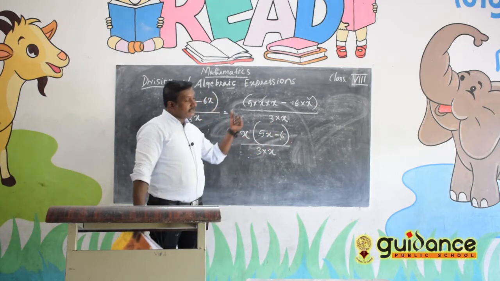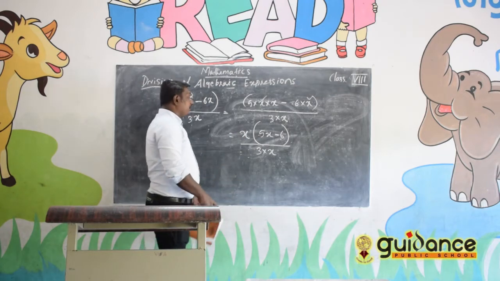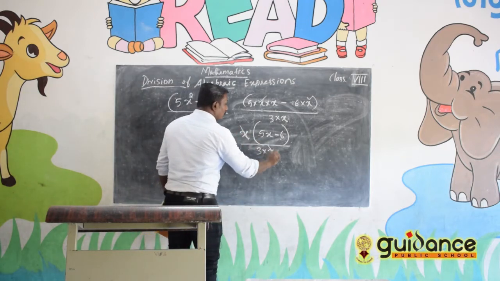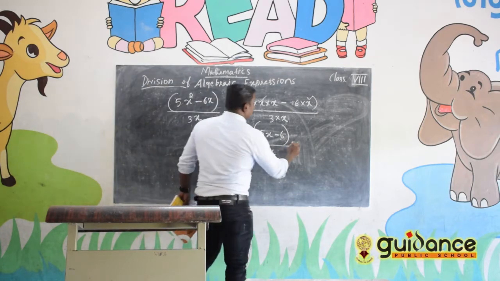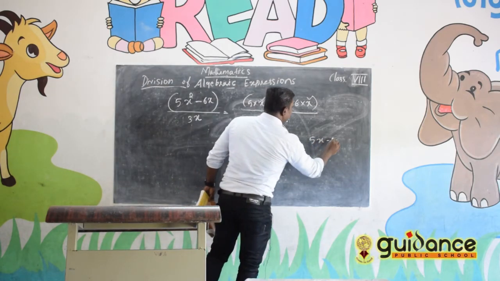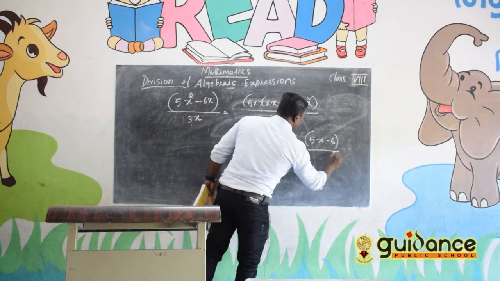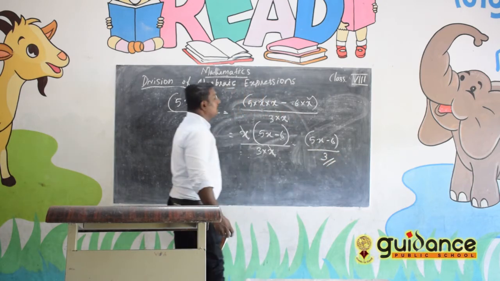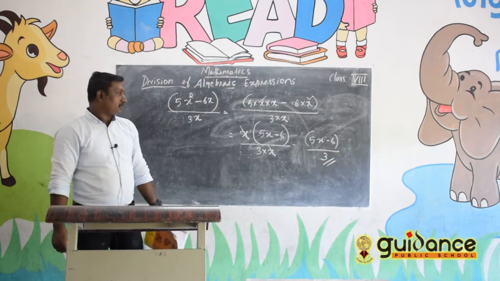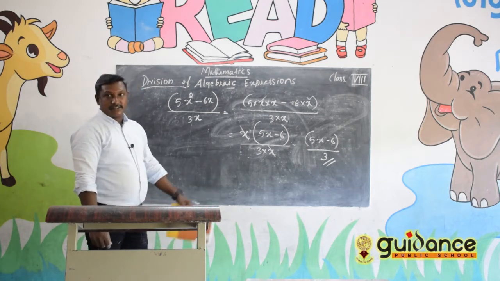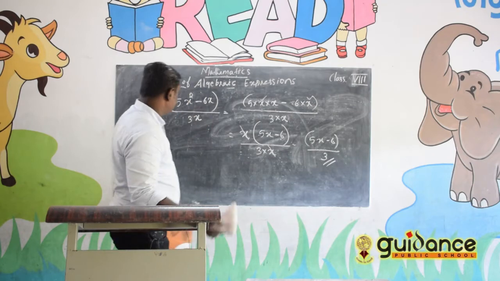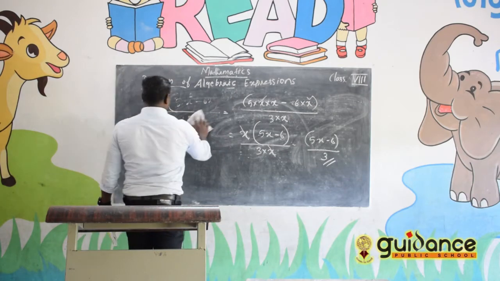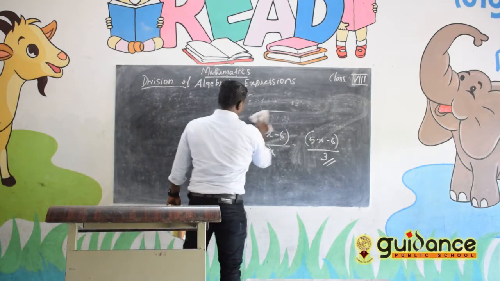So it is x into, then we know that even though it is multiplication, we can cancel the numerator and denominator. Then the remaining part is 5x minus 6 by 3. The answer is 5x minus 6 by 3. So this is another example, another type of question we can practice.